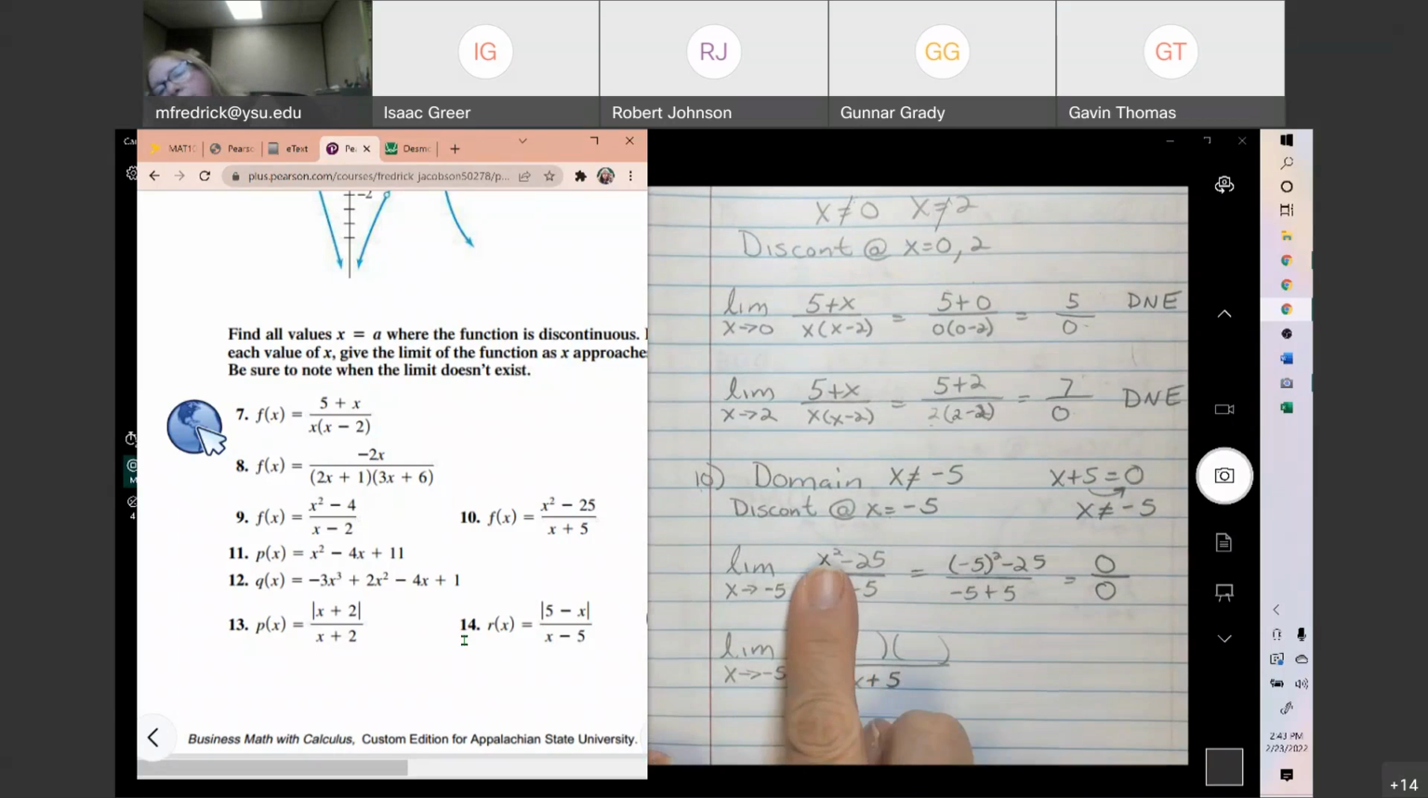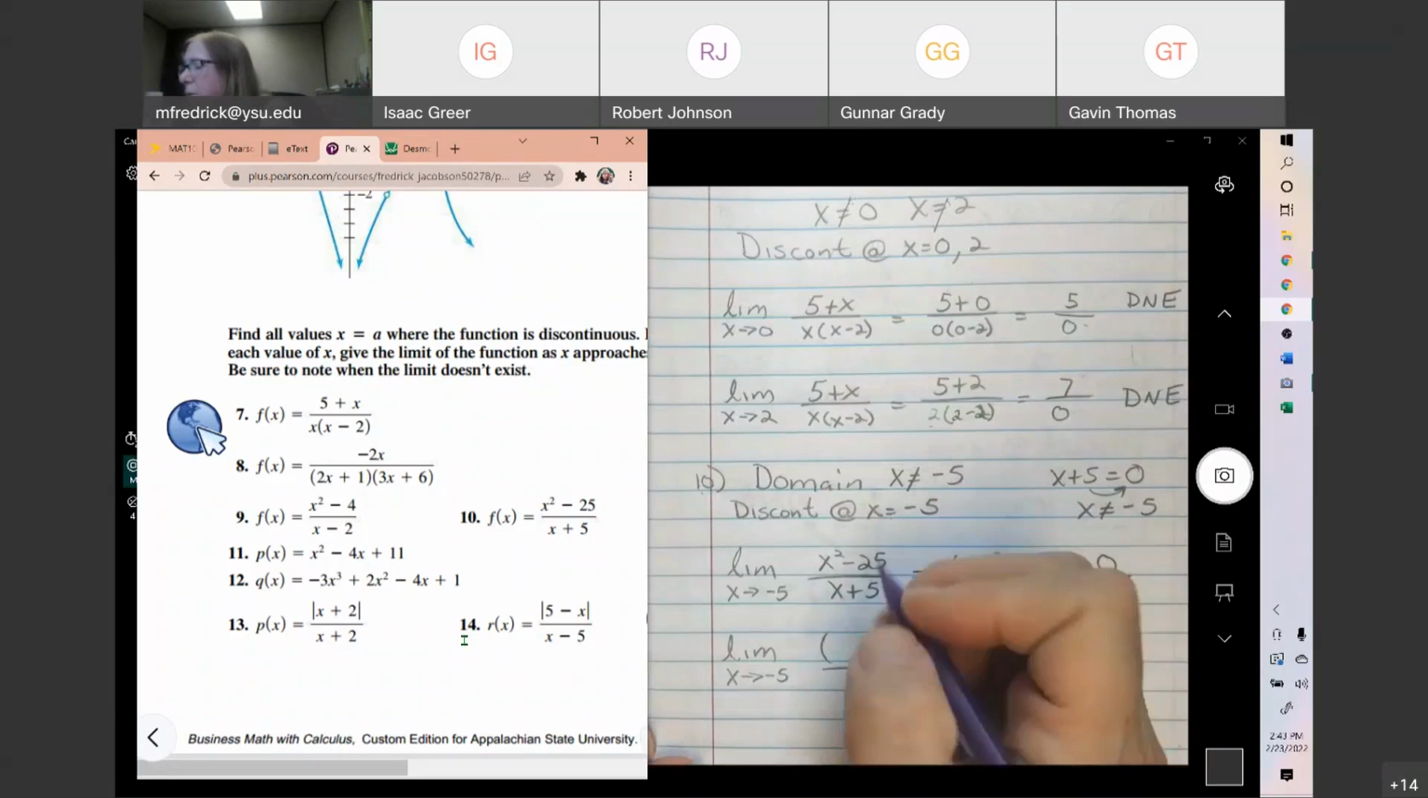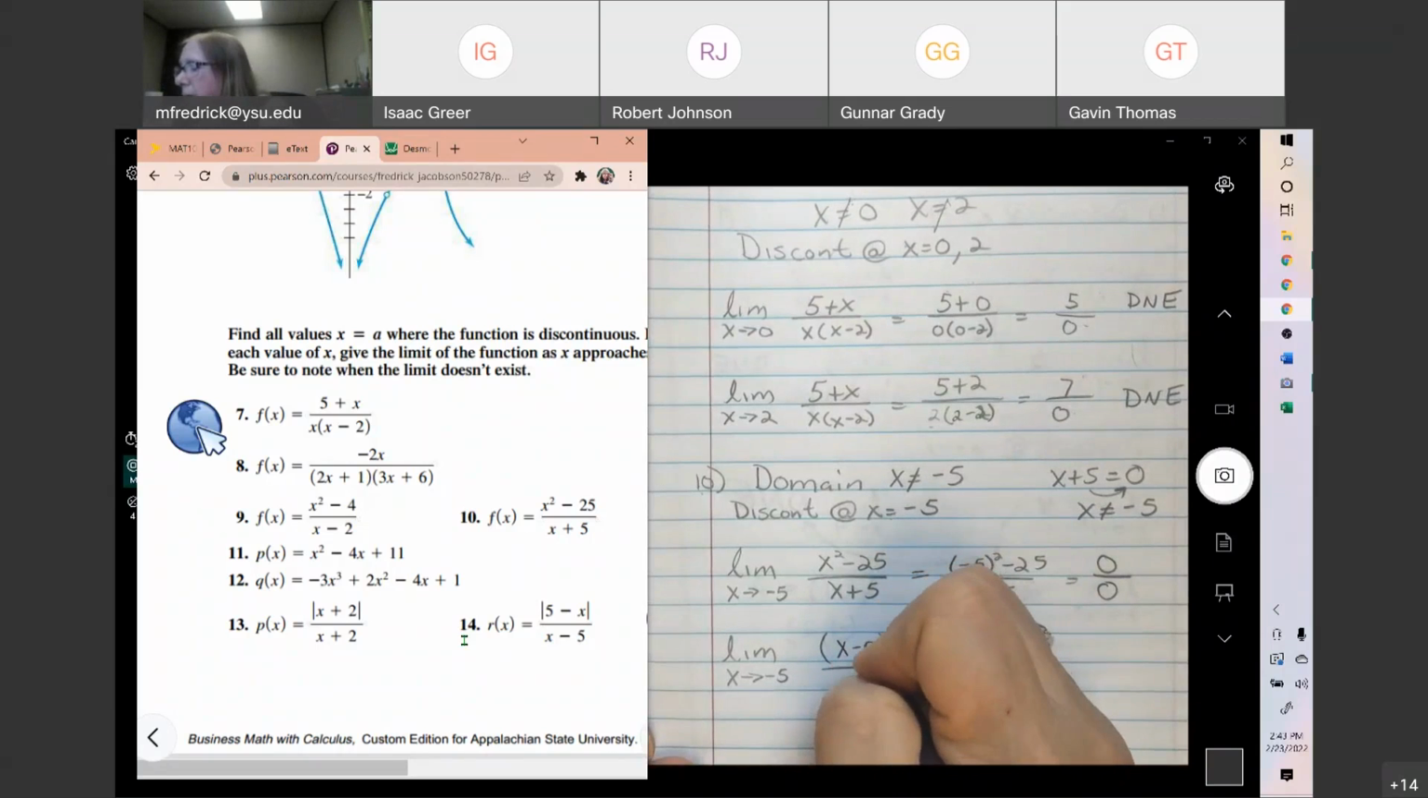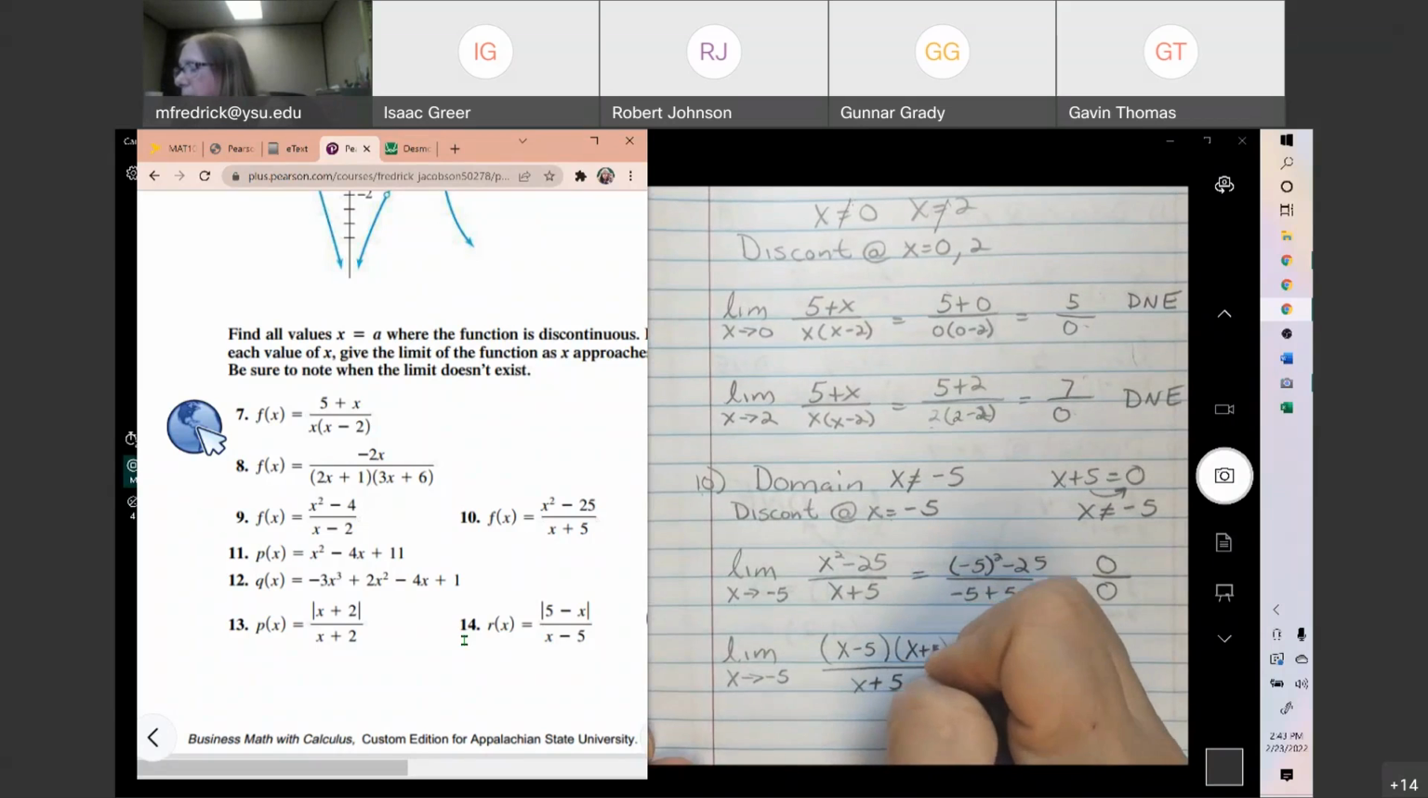This is a square. 25 is 5 squared. This is called the difference of squares. So x squared minus 5 squared is x minus 5 and x plus 5.